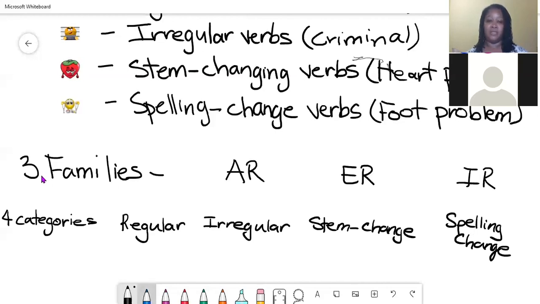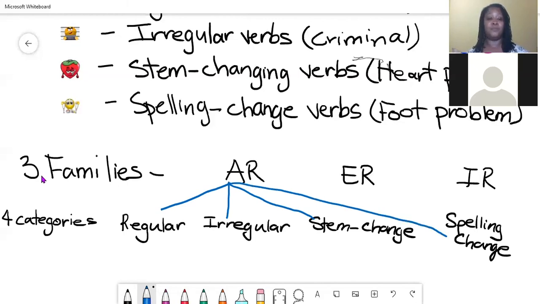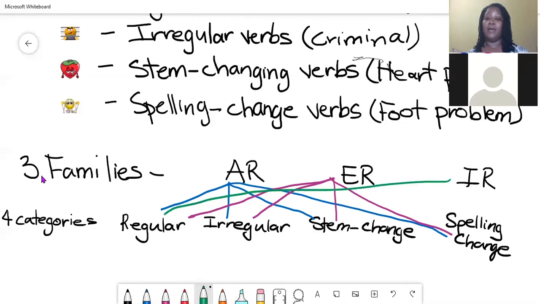And what happens is this in a nutshell. AR verbs, you're going to have regular AR verbs, irregular AR verbs, stem change AR verbs, spelling change AR verbs. You're going to have regular ER verbs, irregular ER verbs, stem change ER verbs, spelling change ER verbs. You're also going to have regular IR verbs, irregular IR verbs, stem change IR verbs, spelling change IR verbs.